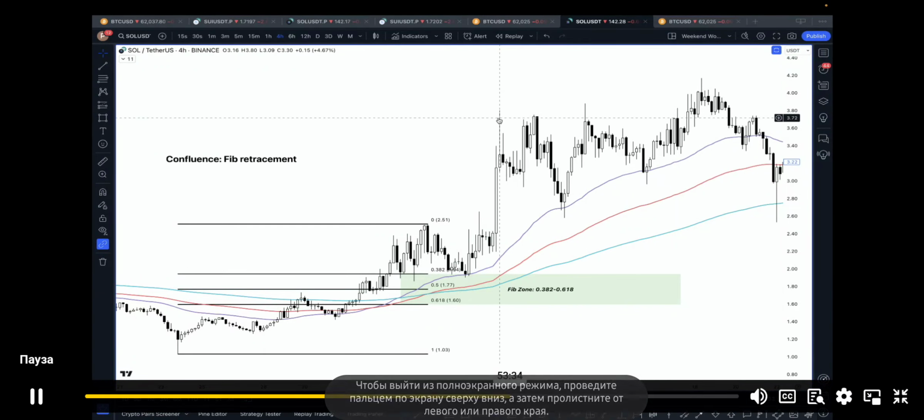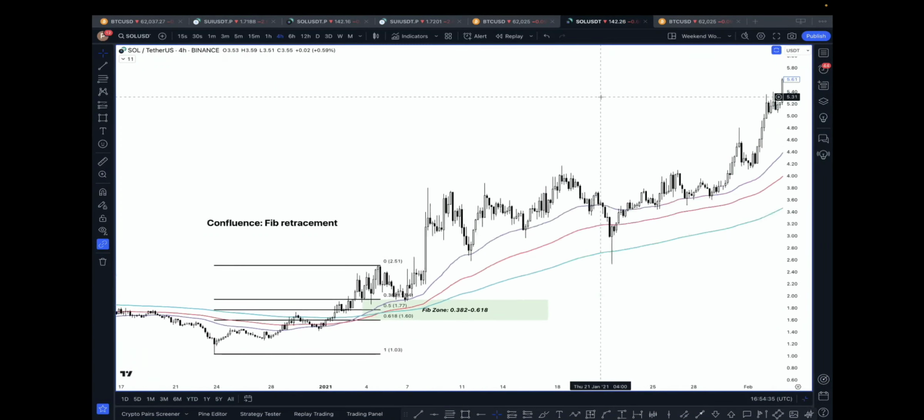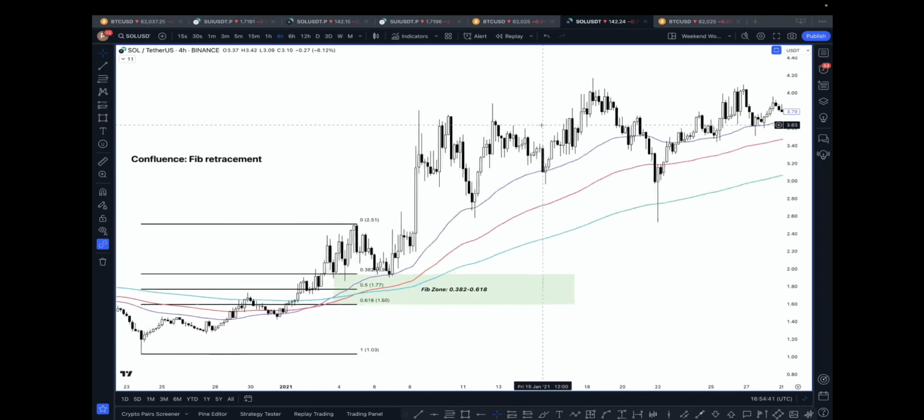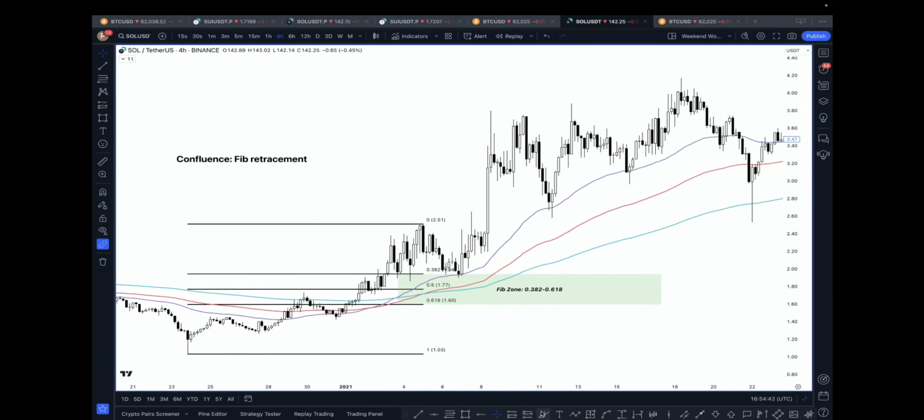It should bounce, new highs is the target, trend continuation, right? So that's using fib retracement as a confluence. And if you wanted to just test it in a basic sense, you could buy directly on the 382 with a stop loss below the 618.